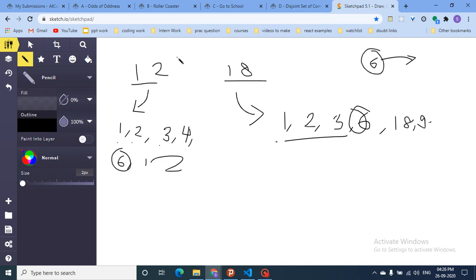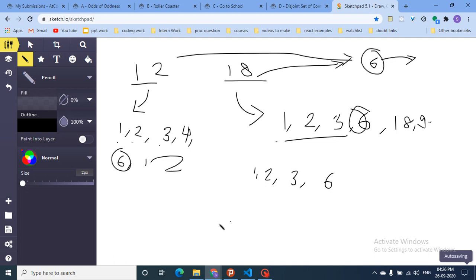You can easily compute the GCD using the built-in GCD function, or you can use the Euclidean GCD formula to find the GCD of both of these numbers. Then after finding the GCD, you will find the factors of the GCD. So let's assume that the factors of 6 are 1, 2, 3 and 6 itself.